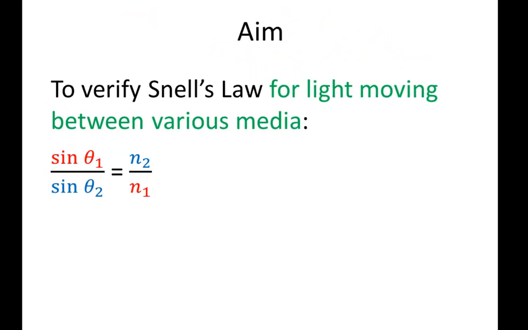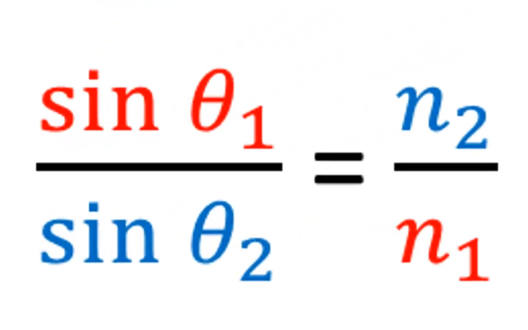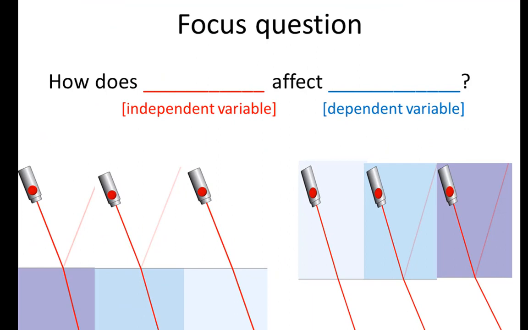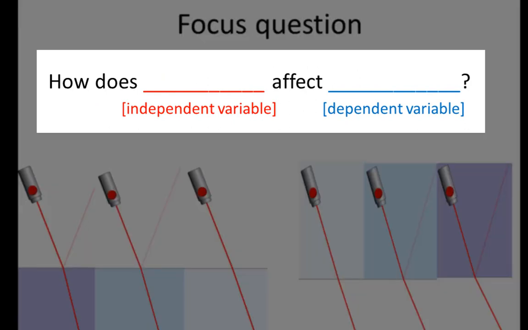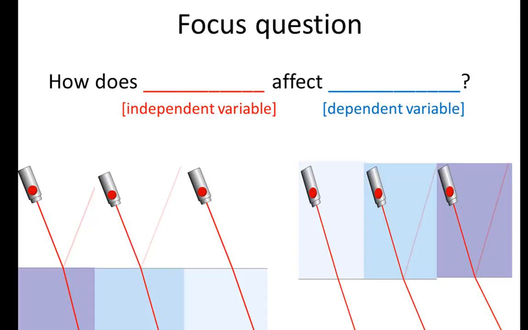Now the aim of this investigation is to verify Snell's law for light moving between a variety of media. So we want to check whether it's true that sine theta 1 over sine theta 2 equals n2 over n1. But we can also write this in our format of a focus question. How does independent variable affect dependent variable? What do you think in this case are our independent and dependent variables?